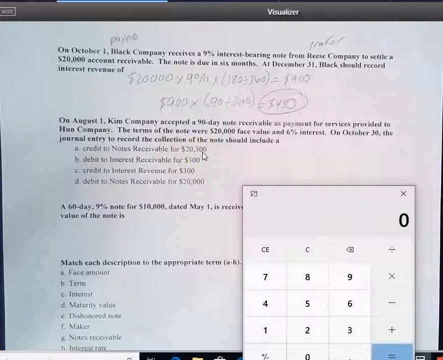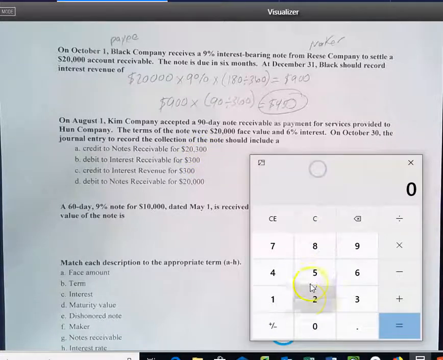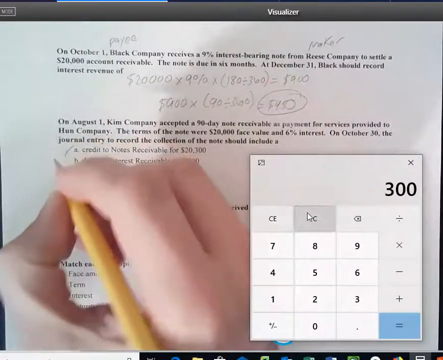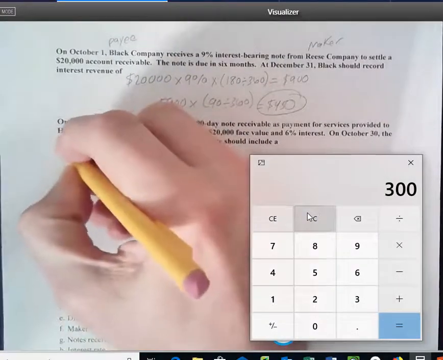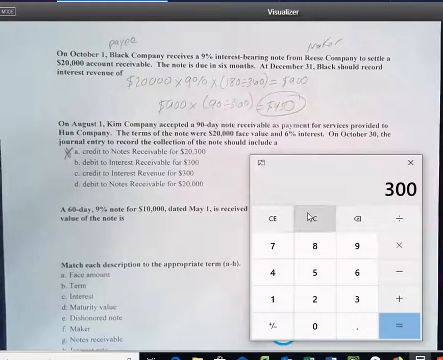20,300. Well, this is not a horrible answer, but what we've done here, why does it say 300? Well, it's because they've taken the 20,000, multiplied it by 6% times 90 over 360 gives us 300. Okay. But the note receivable itself is only for the face amount of 20,000. They're saying we're going to credit it for 20,300. Well, we can't do that because we only set it up for $20,000 to begin with. So that's a wrong answer. Wrong answer. All right.